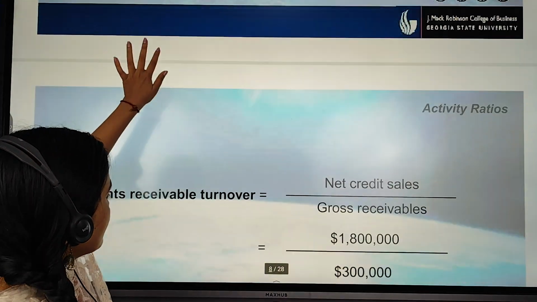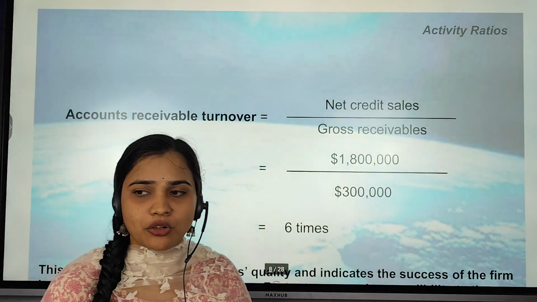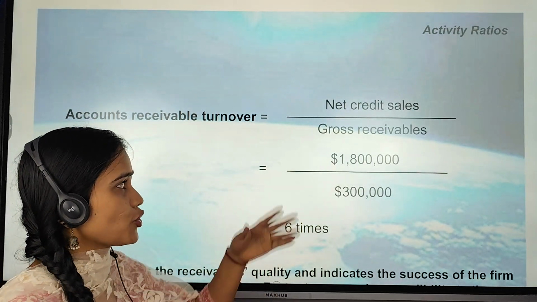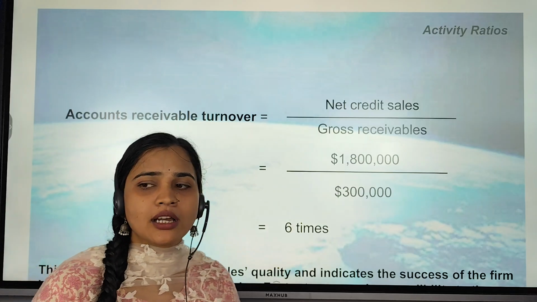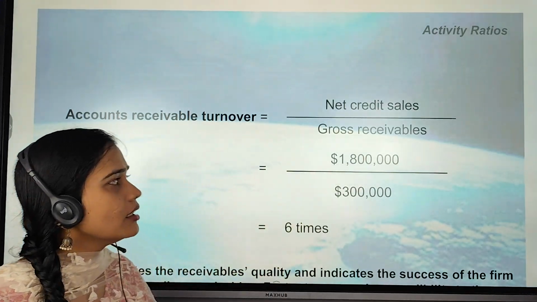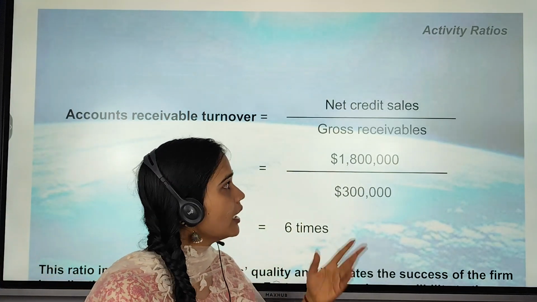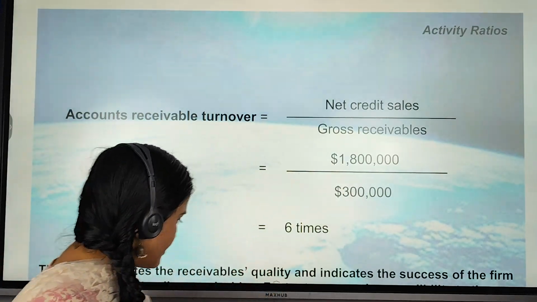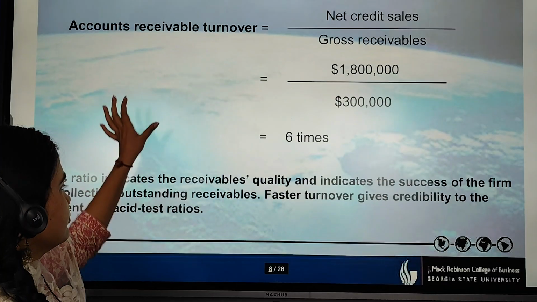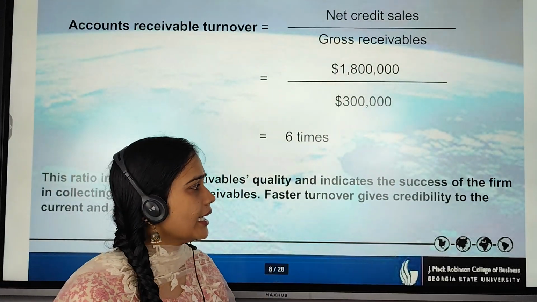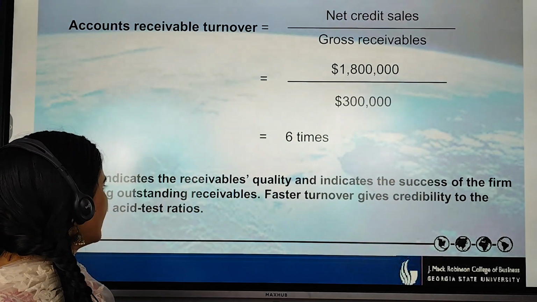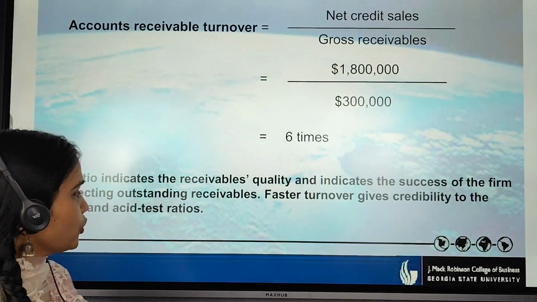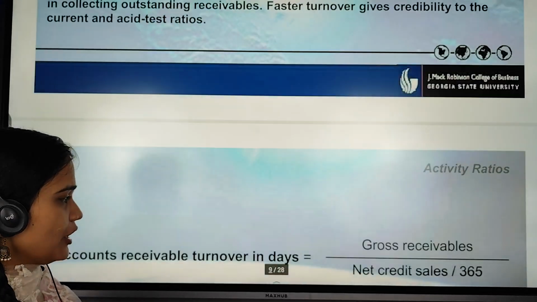Moving to the next, accounts receivable turnover ratio. The formula for calculating accounts receivable turnover ratio is net credit sales upon gross receivables. In the question we have the given data: net credit sales are 18 lakh and gross receivables are 3 lakh, which gives 6 times. This ratio indicates the receivable quality and the success of the firm in collecting outstanding receivables. Faster turnover gives credibility to the current and acid test ratios.